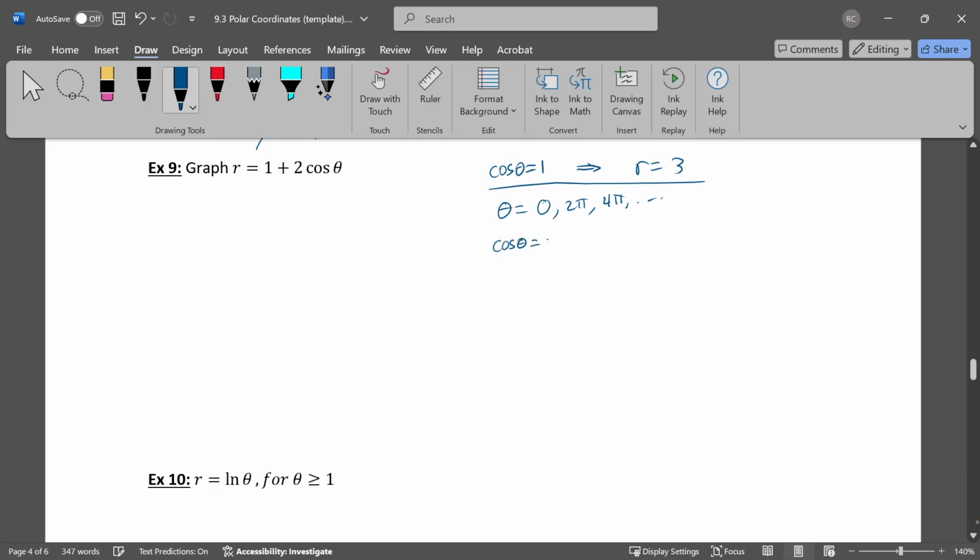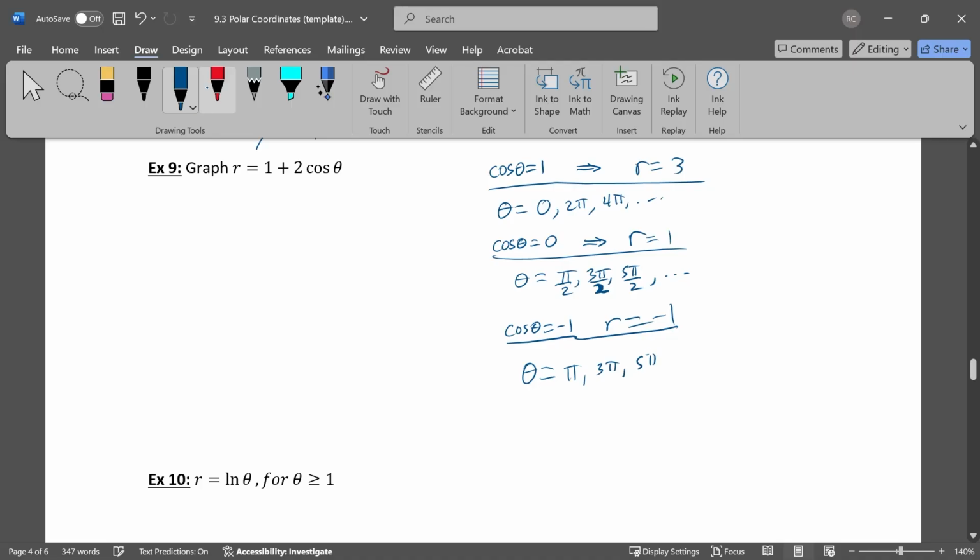And when cosine of theta is 0, what happens to r? Well, we get 1 plus 0 is 1. And that's going to happen when theta is pi over 2, 3 pi over 2, 5 pi over 2. Sorry, that's what I meant to write. Okay. Now, what happens when cosine of theta is -1? Well, then r will be 1 minus 2, which is -1. So when is that going to happen? When theta is pi, 3 pi, 5 pi, etc.